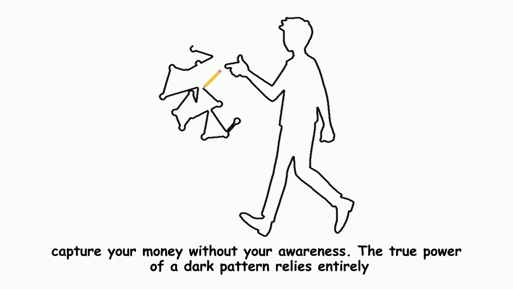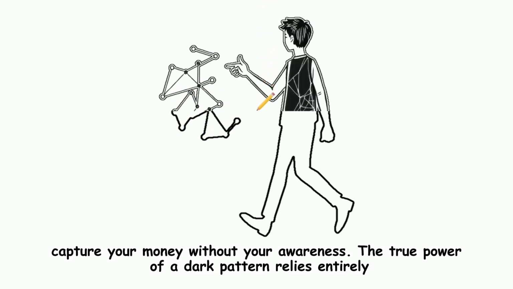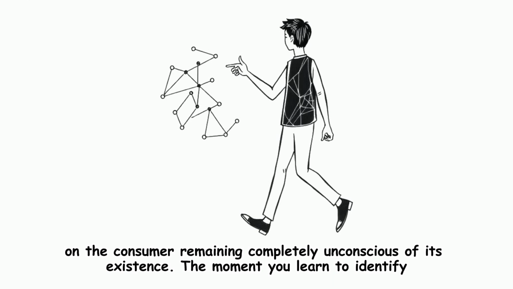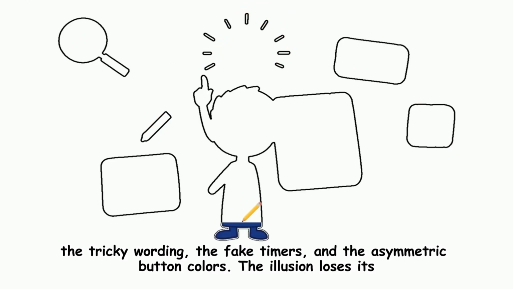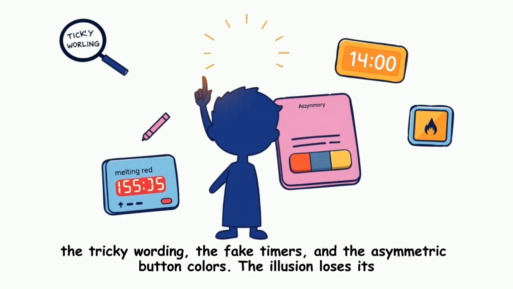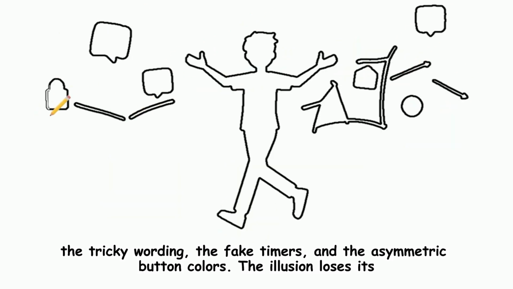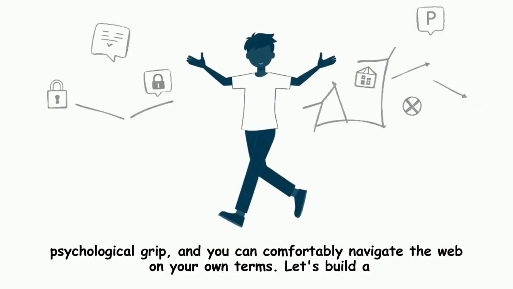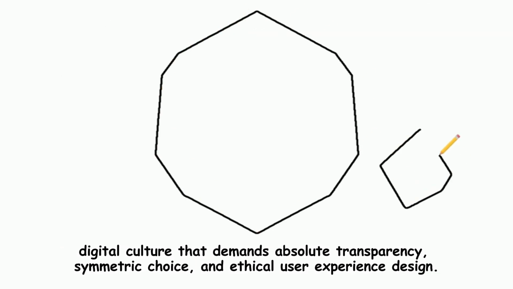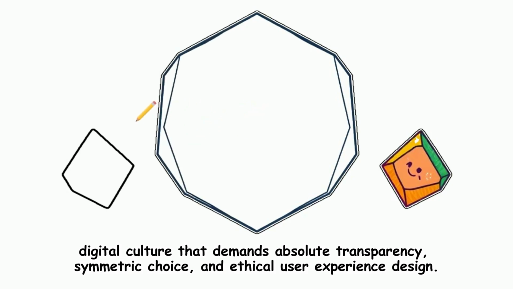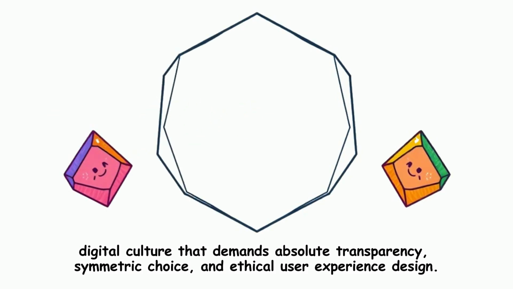The true power of a dark pattern relies entirely on the consumer remaining completely unconscious of its existence. The moment you learn to identify the tricky wording, the fake timers, and the asymmetric button colors, the illusion loses its psychological grip, and you can comfortably navigate the web on your own terms. Let's build a digital culture that demands absolute transparency, symmetric choice, and ethical user experience design.